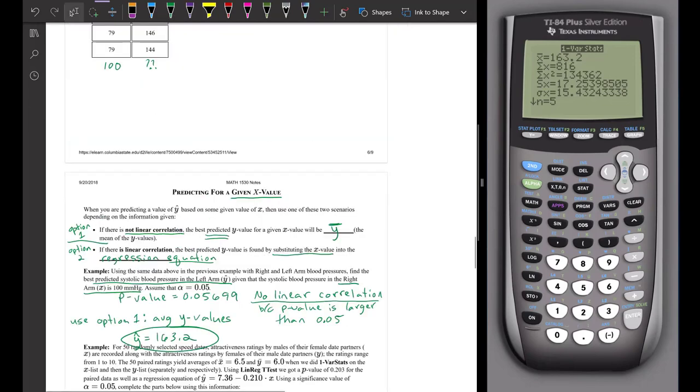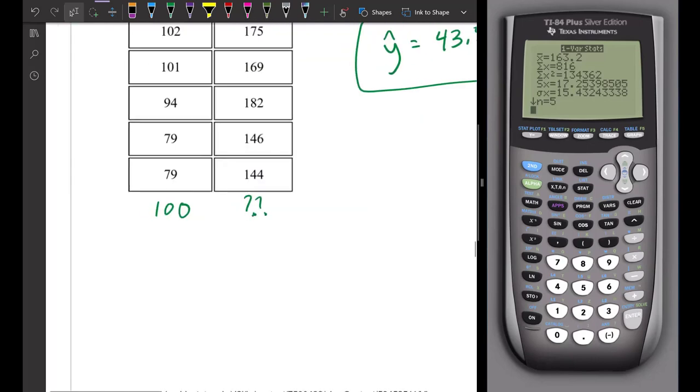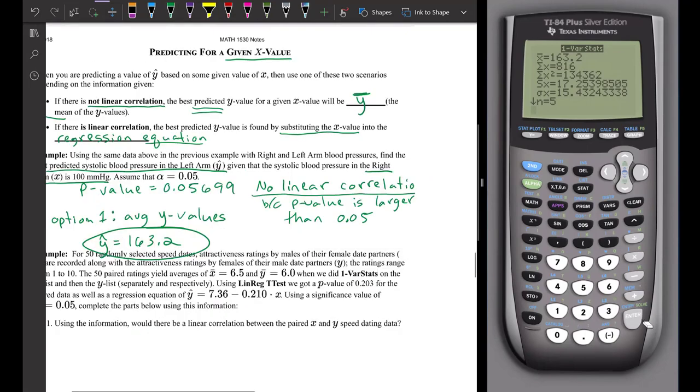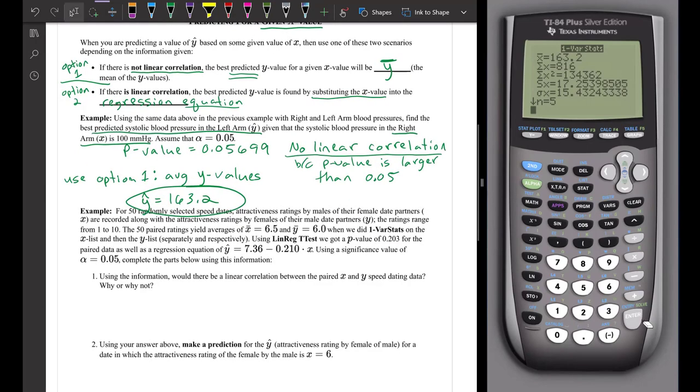Okay, so basically if you had another point right here, whenever X is 100, Y is going to be 163.2 prediction. Basically is what you just found. So you're making predictions for a given X right there. These problems get a little tricky because they don't ask you a lot of times about linear correlation or not. You have to kind of do that in the background. So you have to figure out if it's option 1 or option 2 before you try to go at an answer for the problem.